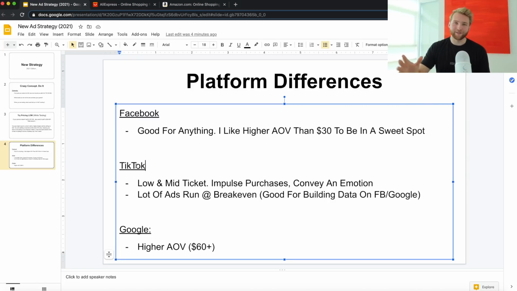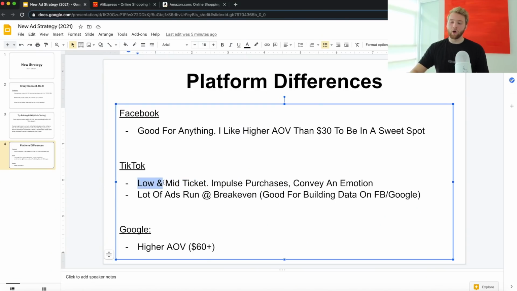With TikTok, this is obviously a newer platform. TikTok is good in my opinion, and I have limited experience on TikTok. I haven't spent millions of dollars on it yet. It's a new platform. I'm still playing around, all right? So cut me some slack here. But low and mid ticket products, okay? So things like the $9, the $15, the $20s, the $25s.